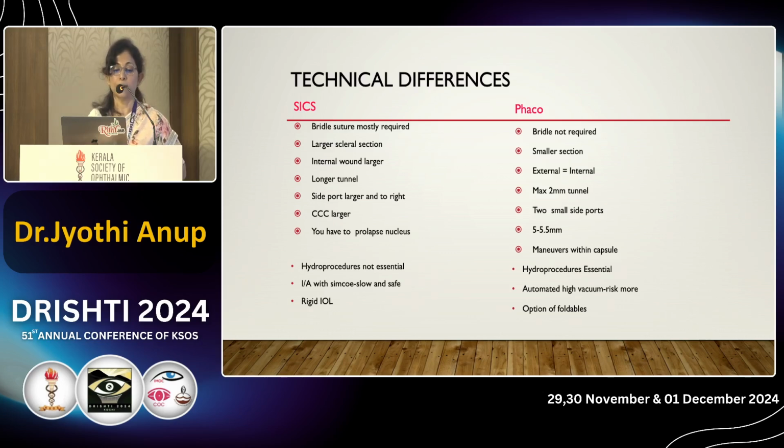And these are the technical differences. When you shift from SICS to phaco, there are a few steps which are common to both techniques, and there are a few steps which are totally different. I would like to stress that in SICS, the rexis should be at least 6 mm, and it can vary depending on the hardness of the cataract, whereas in phaco it is 5 to 5.5 mm, and all the maneuvers we have to do within the capsule.